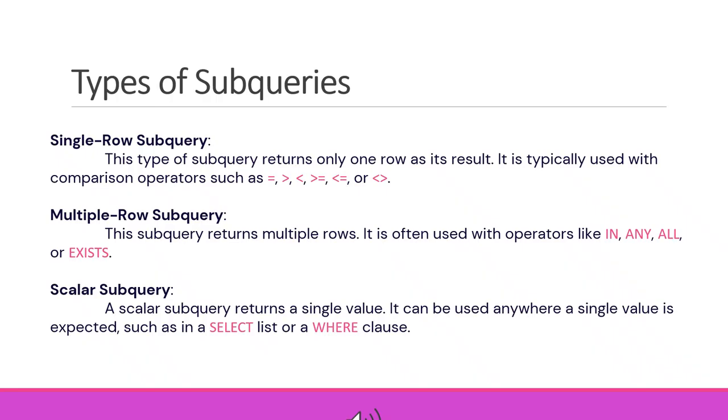Let's see the types of subqueries. Subqueries are categorized based on the number of rows they return. They are single row subquery, multiple row subquery and scalar subquery.